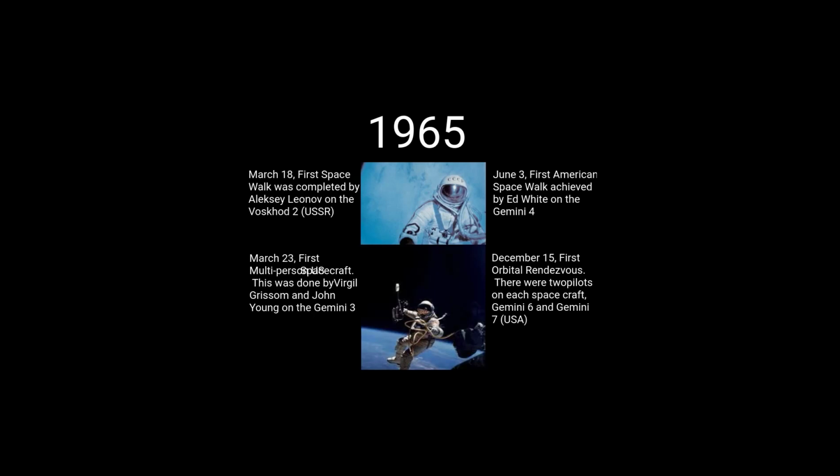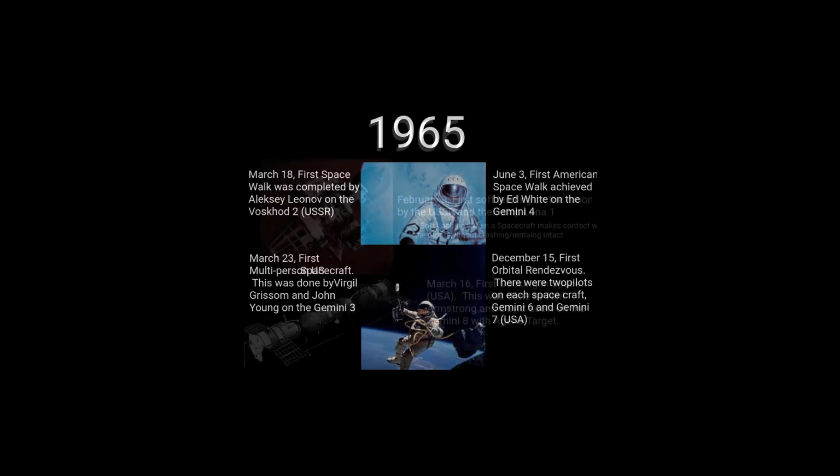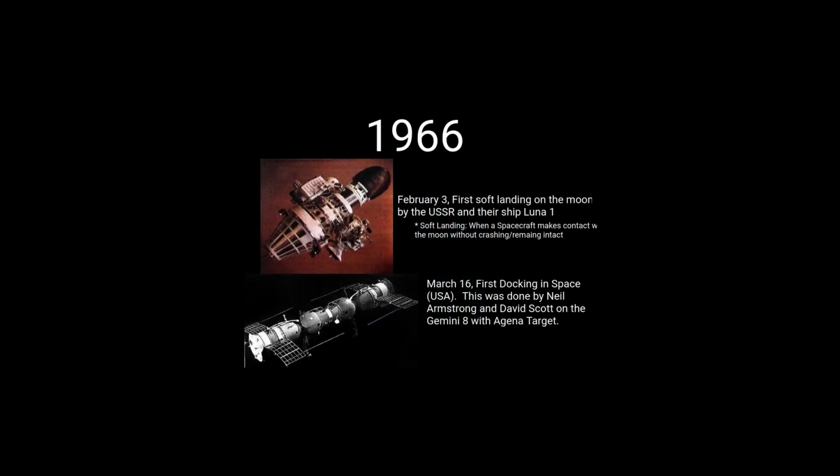And on December 15th, the first orbital rendezvous occurred. There were 2 pilots on each spacecraft, Gemini 6 and Gemini 7. In 1966, on February 3rd, the first soft landing on the moon was completed by the Soviet Union and their ship Luna 1. A soft landing is when a spacecraft makes contact with the moon without crashing, remaining intact. On March 16th, the first docking in space was completed. This was done by Neil Armstrong and David Scott on the Gemini 8 with Agena target.